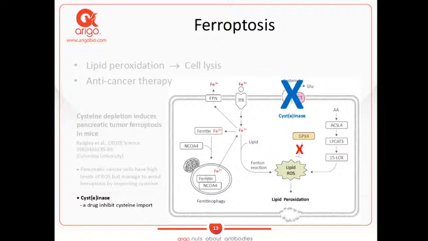So no glutathione is synthesized. So GPX4 cannot reduce the lipid ROS. Then the overaccumulation of lipid ROS results in lipid peroxidation and eventually causes cell death, the ferroptosis. So targeting ferroptosis can be used for anti-cancer treatment.